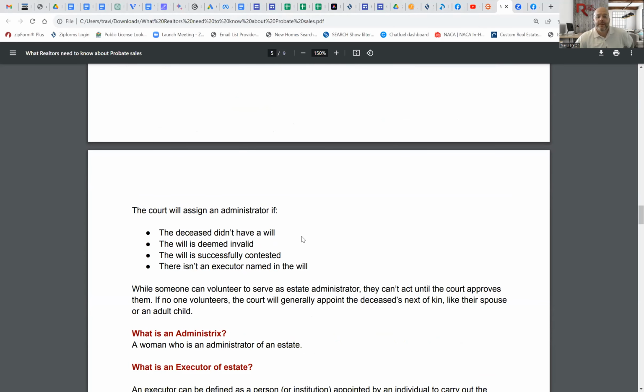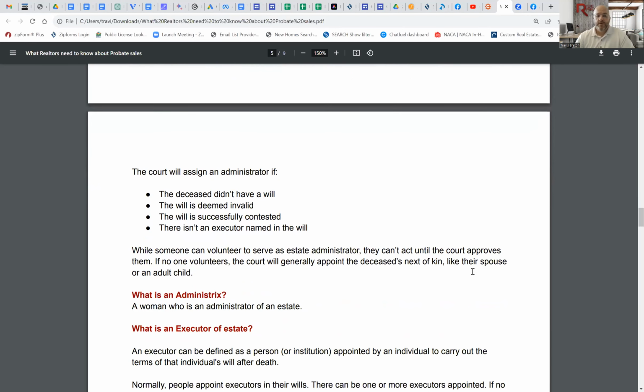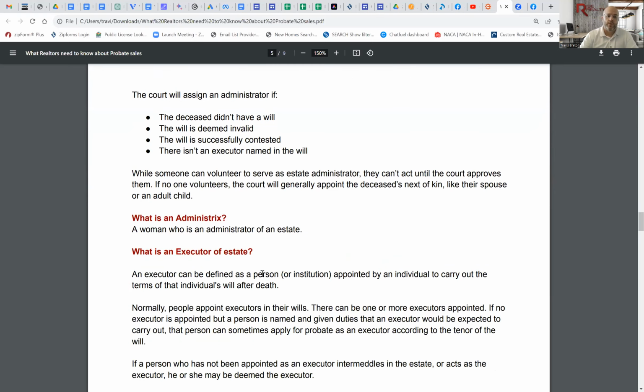The court will assign an administrator if the deceased didn't have a will, the will is deemed invalid, the will is successfully contested, or there isn't an executor named in the will. While someone can volunteer to serve as an estate administrator, they can't act until the court approves them. If no one volunteers, the court will generally appoint the deceased's next of kin, like their spouse or an adult child. So what's an administratrix? That is just a woman who is an administrator of an estate.